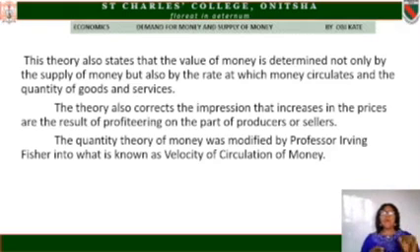The theory also corrects the impression that increases in prices are the result of profiteering on the part of producers and sellers. But this is not true. The theory has now proved it wrong, that it is not as a result of increase in the profit of the producers that the price increases. Now, the quantity theory of money was modified by one of the earliest economists, known as Professor Irving Fisher, into what is known as velocity of circulation of money.